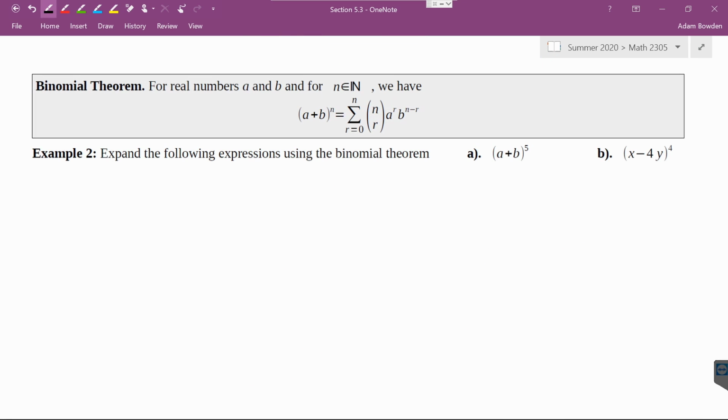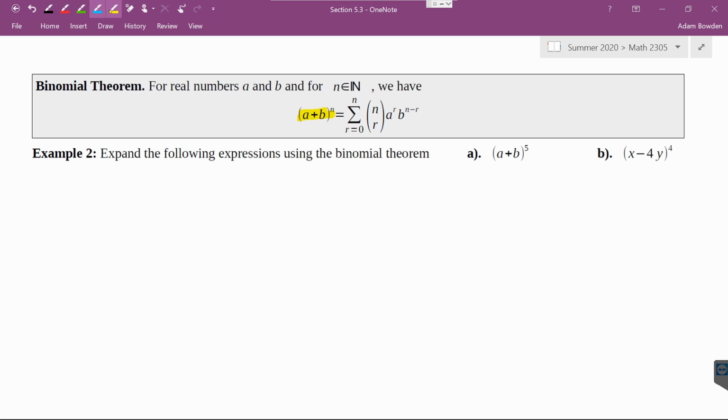And now what we're going to discuss is something called the binomial theorem, also called the binomial expansion sometimes. And so for real numbers a and b and n in the natural number set, we have this summation which can give us a plus b raised to the nth power. So this is handy when expanding binomials raised especially to higher powers.